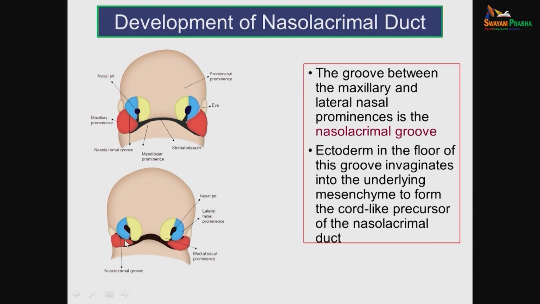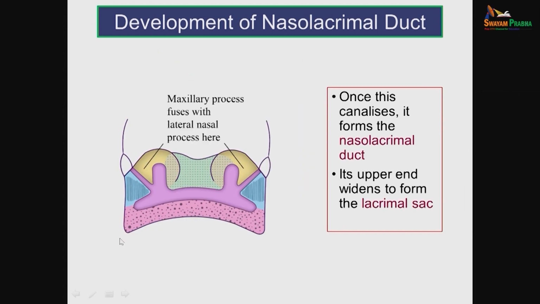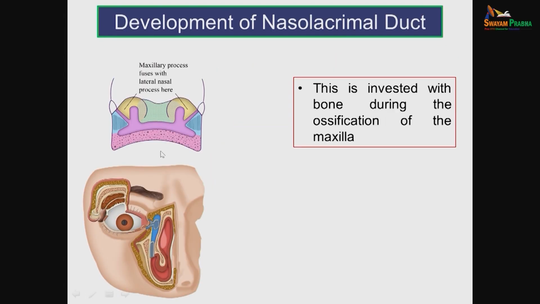So, the ectoderm in the floor of this groove invaginates into the underlying mesenchyme and forms a cord-like nasolacrimal duct. Once this duct is formed, it gets canalized. Its upper end widens and forms the lacrimal sac close to the medial angle of the eye. You can see from this picture, this is in adults, the lower picture, this is the medial angle of the eye, you can see the lacrimal sac.